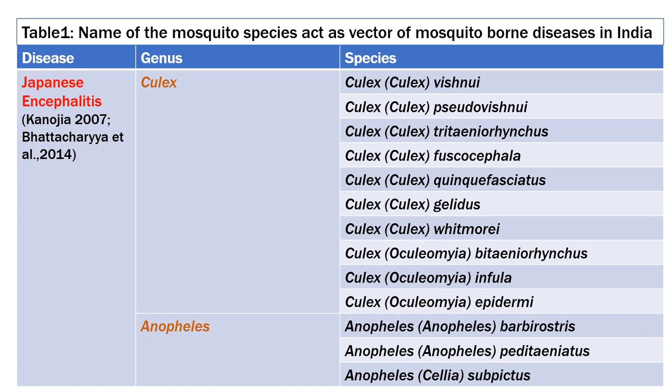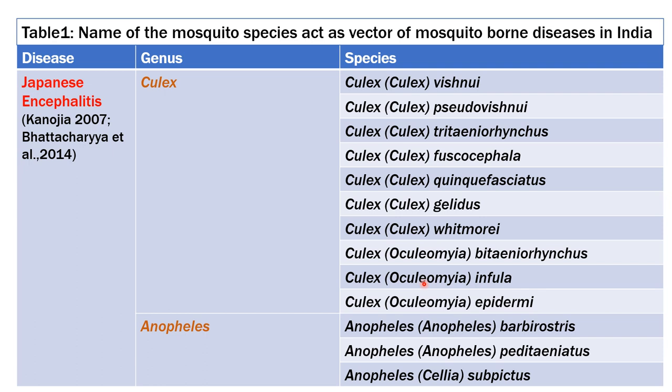This slide shows mosquito vectors of Japanese encephalitis. JE virus may be carried by three mosquito genera, namely Culex, Anopheles, and Mansonia. The Culex mosquito species that act as vectors of Japanese encephalitis virus in India are Culex vishnui, Culex pseudovishnui, Culex tritaeniorhynchus, Culex fuscocephala, Culex quinquefasciatus, Culex gelidus, and Culex whitmorei, all under the subgenus Culex, and Culex bitaeniorhynchus, Culex infula, and Culex epidesmus, all under the subgenus Oculeomyia.